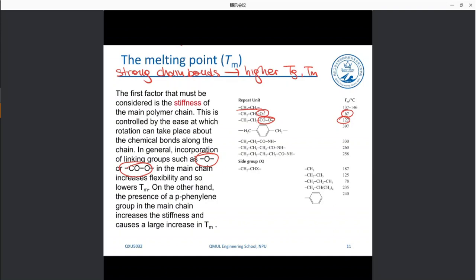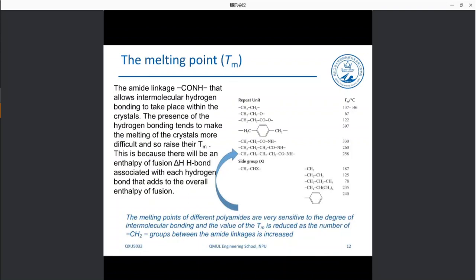On the other hand, we said if we have bulky groups such as phenyl rings or benzene rings, that increases the chain stiffness and causes a large increase in the melting point. Also, the amide linkage groups allow intermolecular hydrogen bonding to take place, okay? When we have stronger intermolecular bonds, the interactions between chains are stronger, and again we need more thermal energy. So that leads to a raise of the melting point because we have hydrogen bonding between chains.